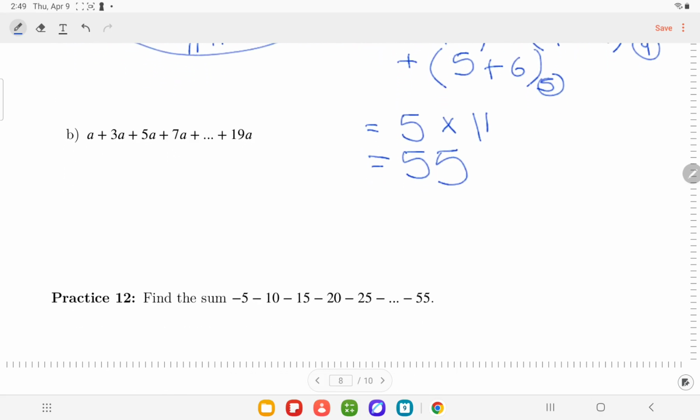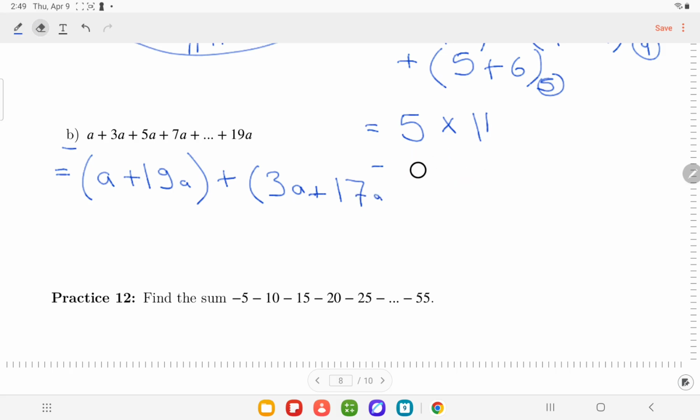And we can do the same thing for B. We can add A plus 19A plus 3A plus 17A, because if you take a look at the pattern, these are increasing by 2A. So this would be decreasing by 2A.